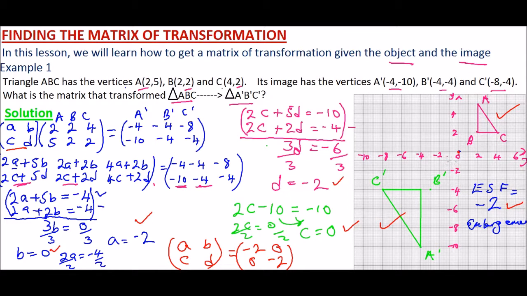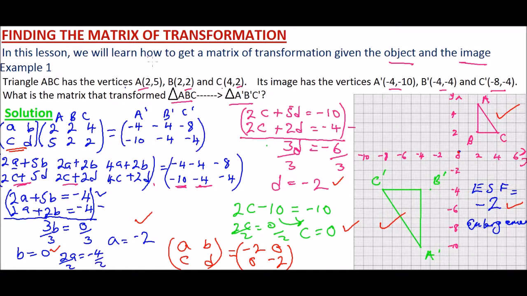So that is how you work out that. Remember, you need to define, to give your matrix letters. You can give any letter so long as you are able to follow. You can use A, B, C, D, or M, N, R, S, anything that you like.